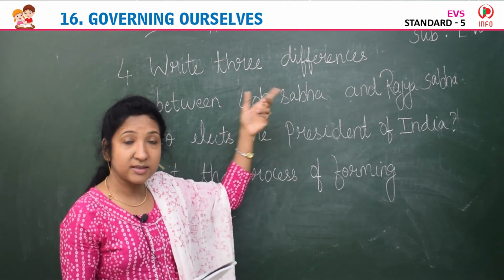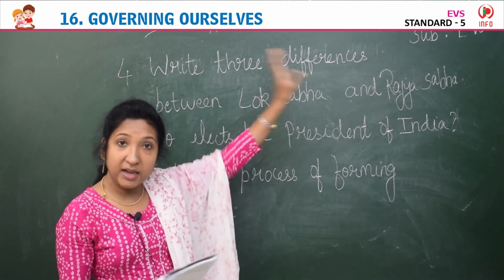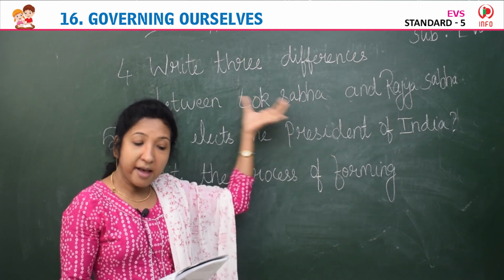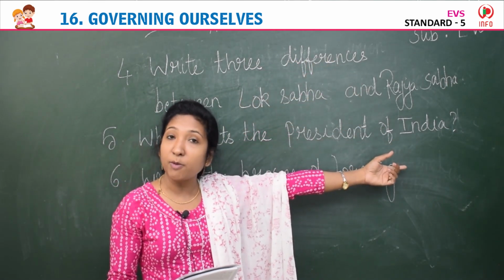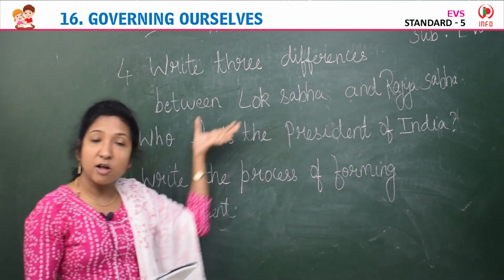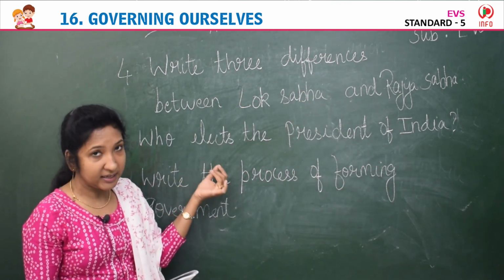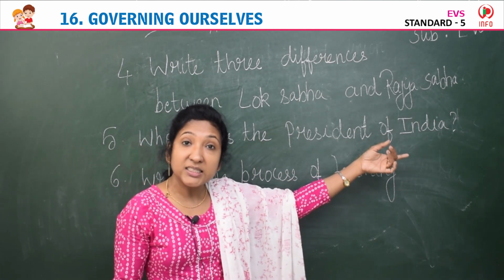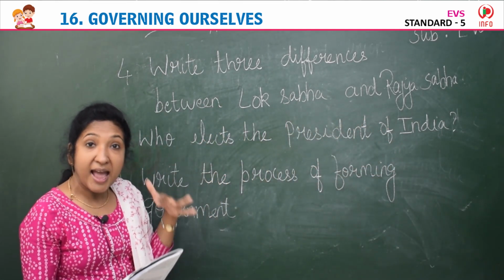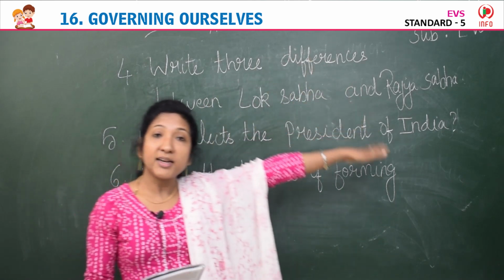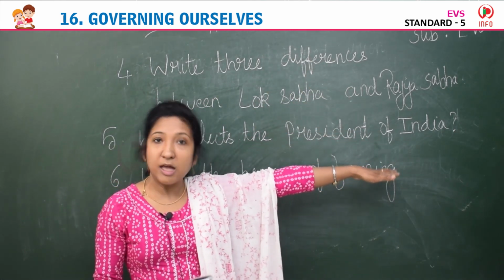So, write three differences. Make a column of Lok Sabha and Rajya Sabha. Under Lok Sabha, strength is 552. Under Rajya Sabha, you have to write strength is not more than 250. Under Lok Sabha, second point, elected directly. Under Rajya Sabha, elected indirectly. Third point, under Lok Sabha, can be dissolved. Under Rajya Sabha, cannot be dissolved.